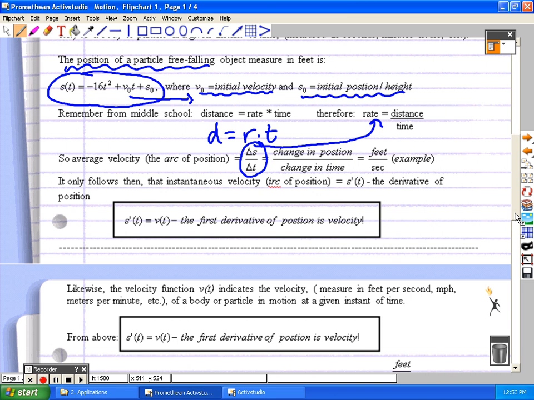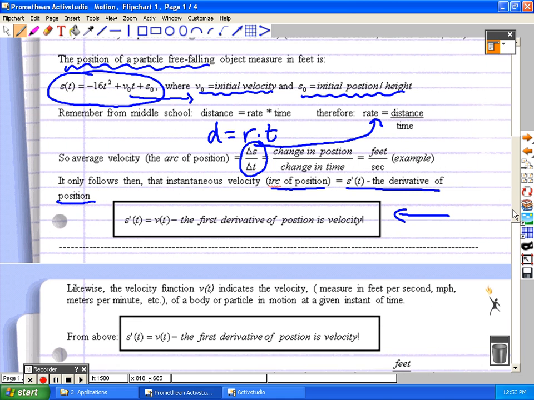Now, instantaneous rate of change, we know, connotates derivative. So if we want to know how fast the car is going, we're going to take the derivative of the position function, which will give me velocity, as you can see in the box that I've highlighted here for you. You got to know that.